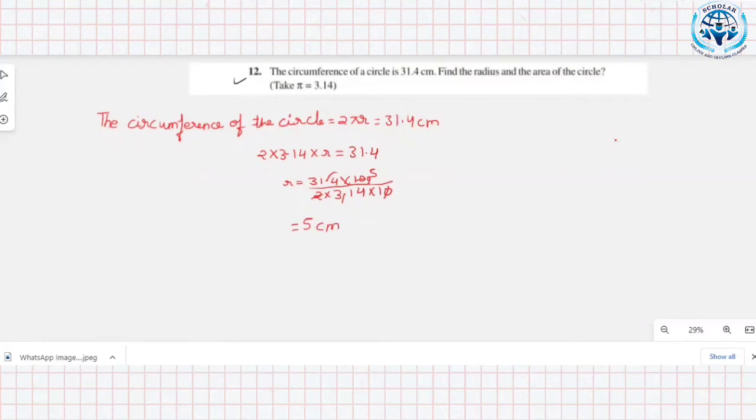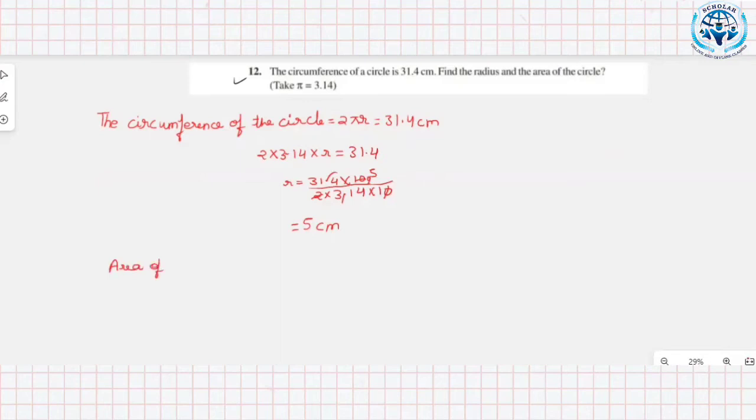Radius is 5 centimeter. I hope you know how to calculate, how to divide, how to cut and find the solution. If not, you can WhatsApp me. Area of the circle will be pi r square, 3.14 into 5 into 5 is equal to 78.5 centimeter square.